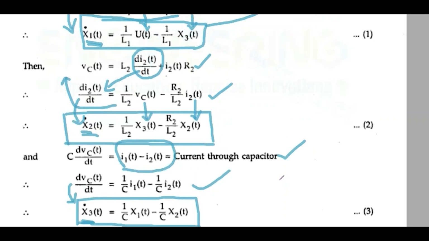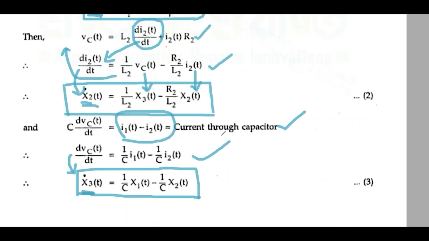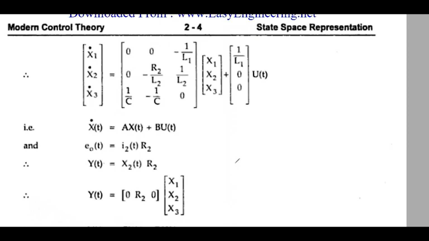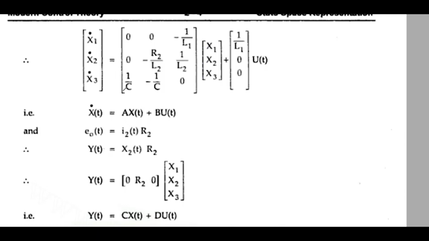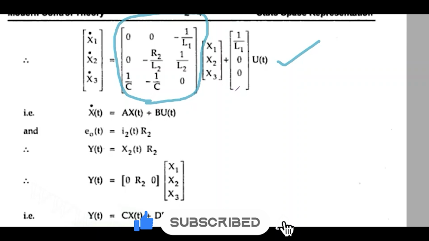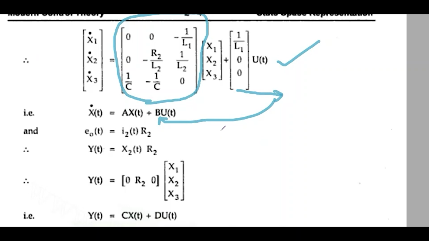With these three equations, I can easily frame the state equation. With the help of these three equations, I am framing the state equation in matrix notation. This whole part is the A matrix and this part is nothing but the B matrix. Now I found out the state equation.